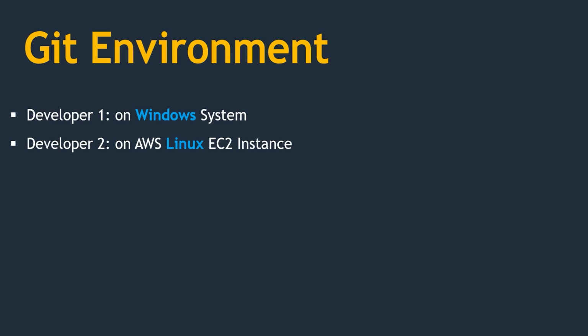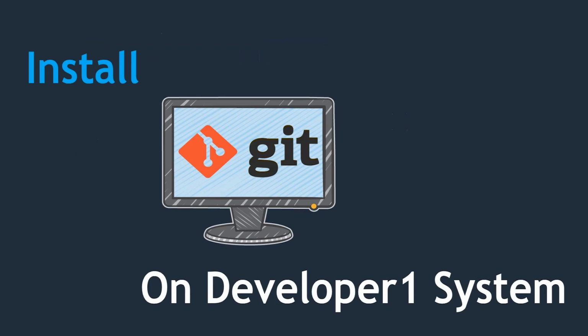To demonstrate this Git course, I'm going to use two users: developer 1, who is working on a Windows system. Developer 1 is going to work on my laptop. I'm going to install Git over here. Next, for developer 2, we are going to create an Amazon Linux EC2 instance and use it as developer 2, so that you can understand how we can work with Git on either a Windows or Linux system. So first, let's start with installing Git on the developer 1 system, nothing but my laptop.